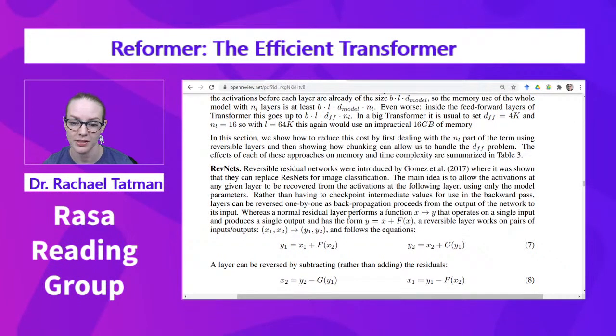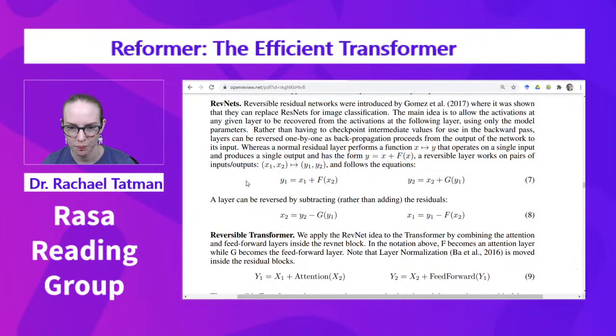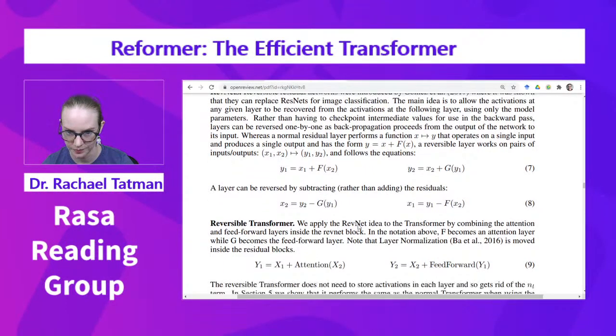All right, so you've got pairs of inputs, x1, x2, y1, y2, where y1 equals x1 plus f of x2, and y2 equals x2 plus g of y1. So you figure out what y1 is given x1 and x2, and then you figure out what y2 is given x2 and y1, and then having some functions. And then later, you know what these are, so you can reverse that operation and undo it.